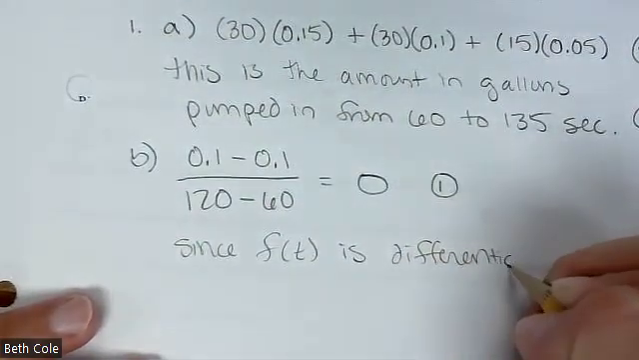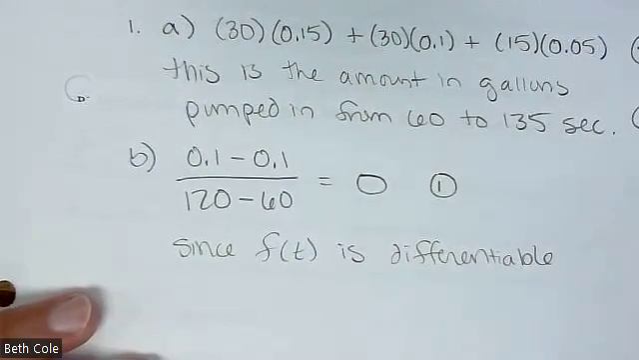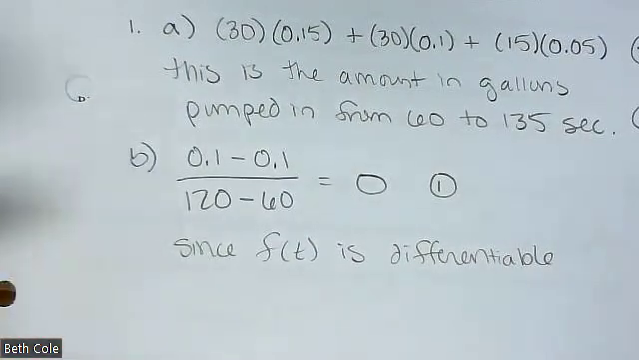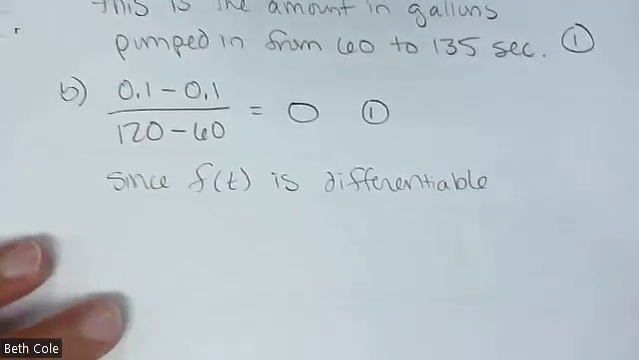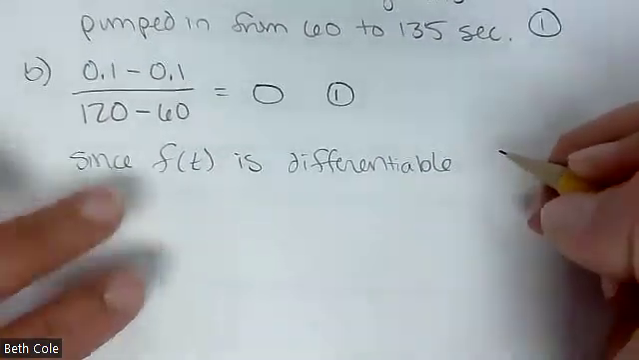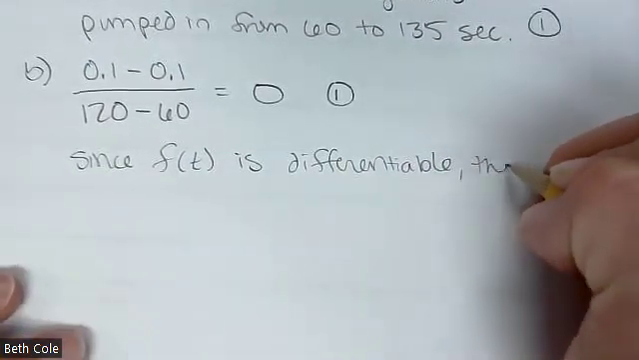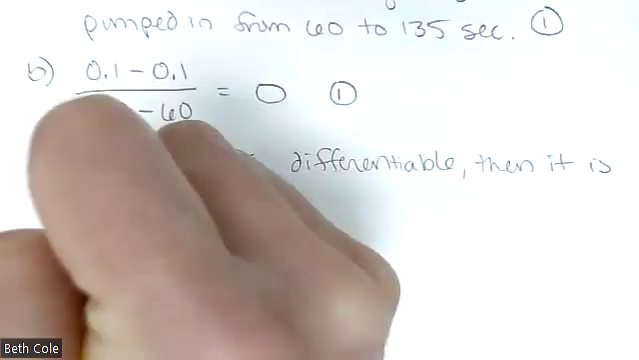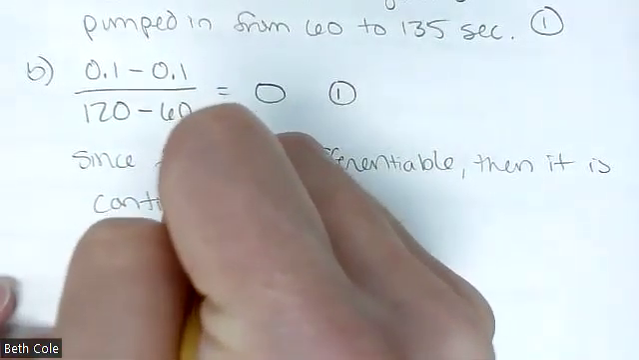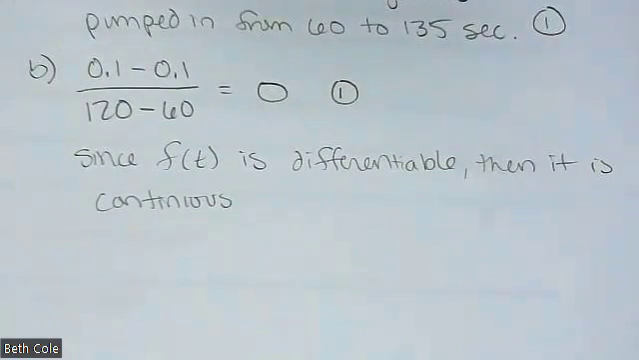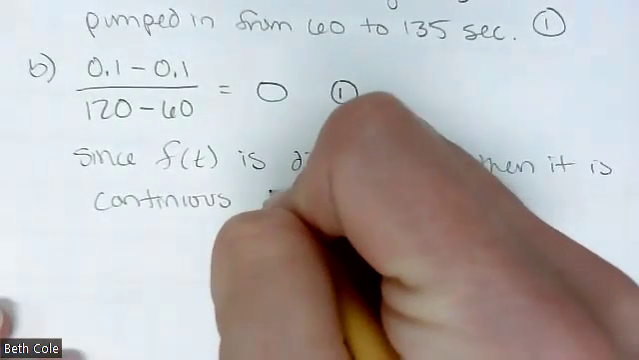Differentiable. And write out the whole word. I don't know if they'll take "diff" on the AP exam. I accepted that, but I don't know if they will. Since the function f of t is differentiable, then it is continuous. They will not take "the function is differentiable and continuous." You have to say, since it is differentiable, that means it is continuous. That's how they want it written. All right, since f of t is differentiable, then it is continuous.